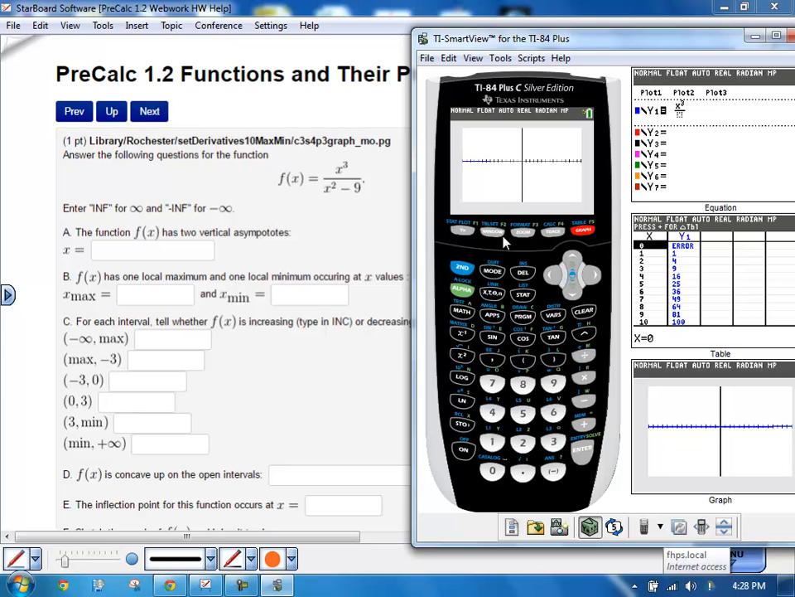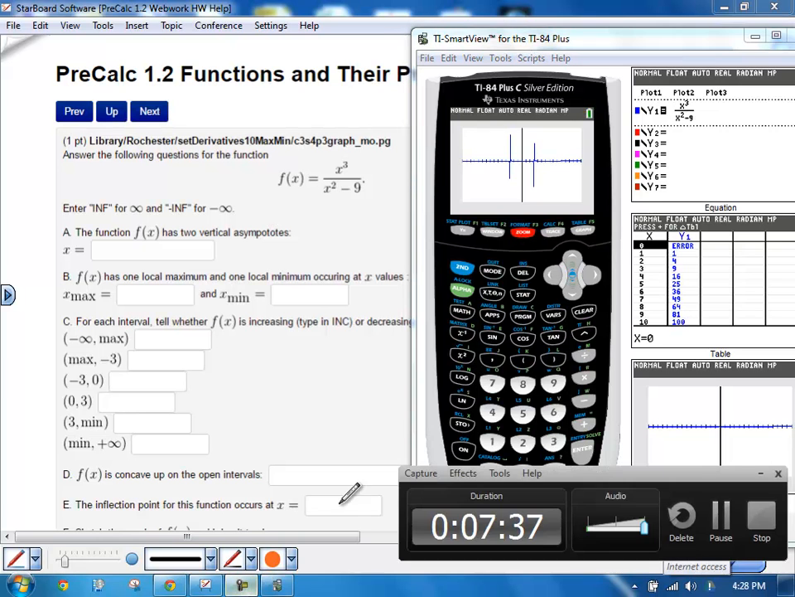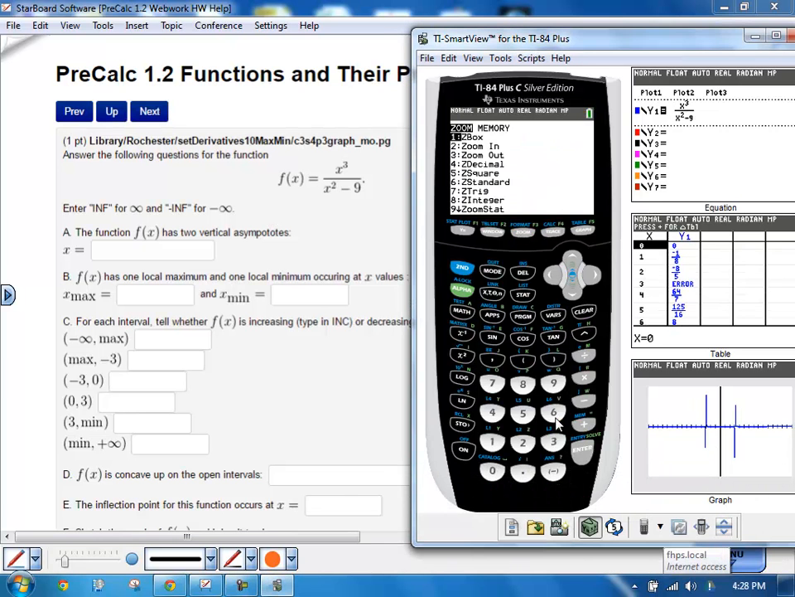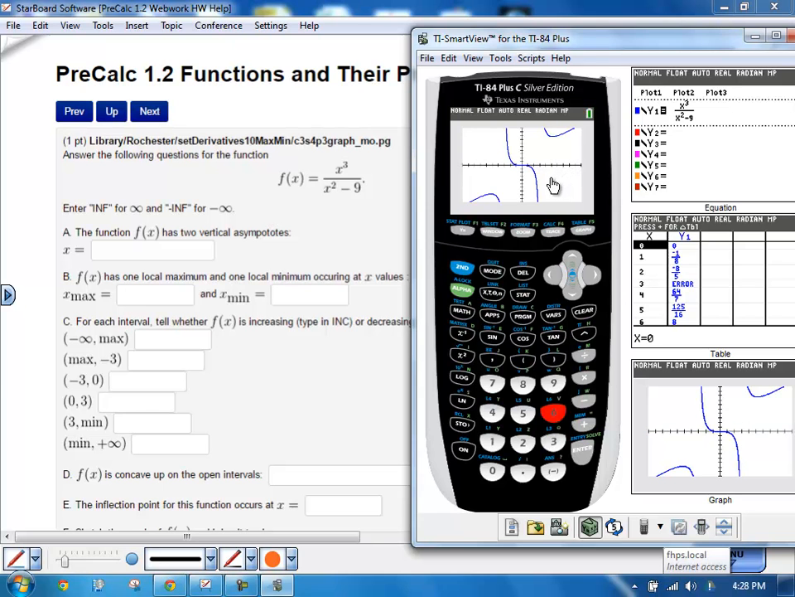Now you're going to have to change your window. So I'm going to go to a standard window. I'm going to go to zoom standard real quick. Zoom standard. And I'll see this weird graph. It's got another piece up here. And it asked me a bunch of questions. First of all, vertical asymptotes. So let me copy this over.